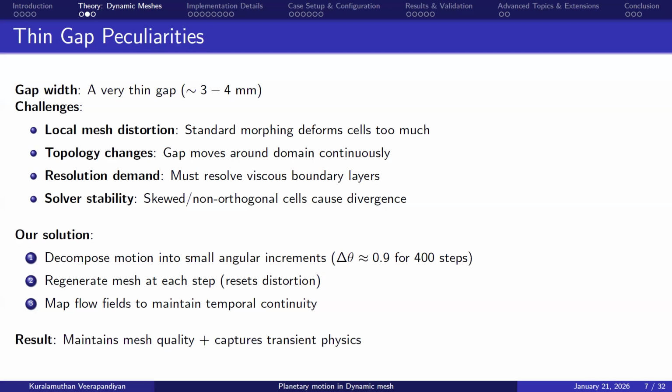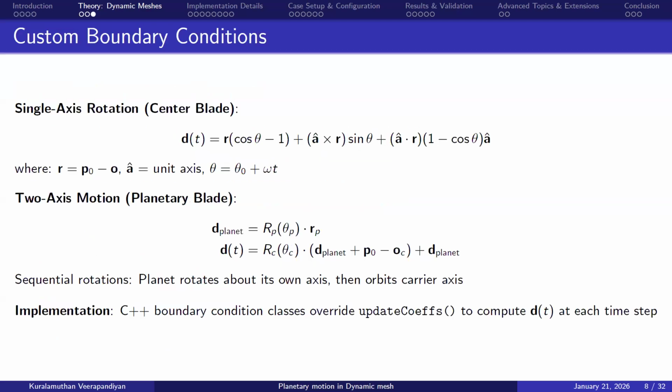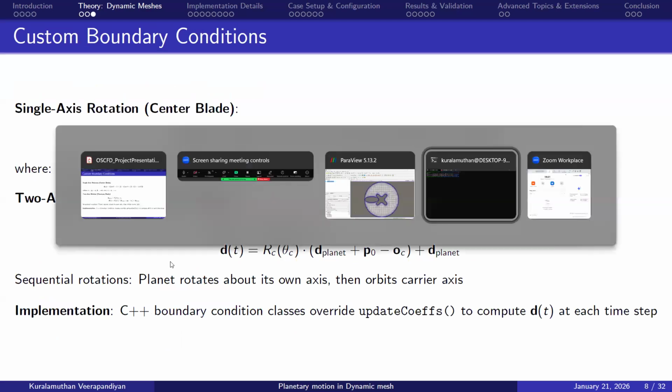So our solution for this particular case is to decompose the entire simulation into steps, regenerate the mesh at each segmentation step to rectify the deformations caused by the mesh motion, and map the flow fields from the previous segment to the new segment. I'll share the terminal right now to explain what I'm trying to say.